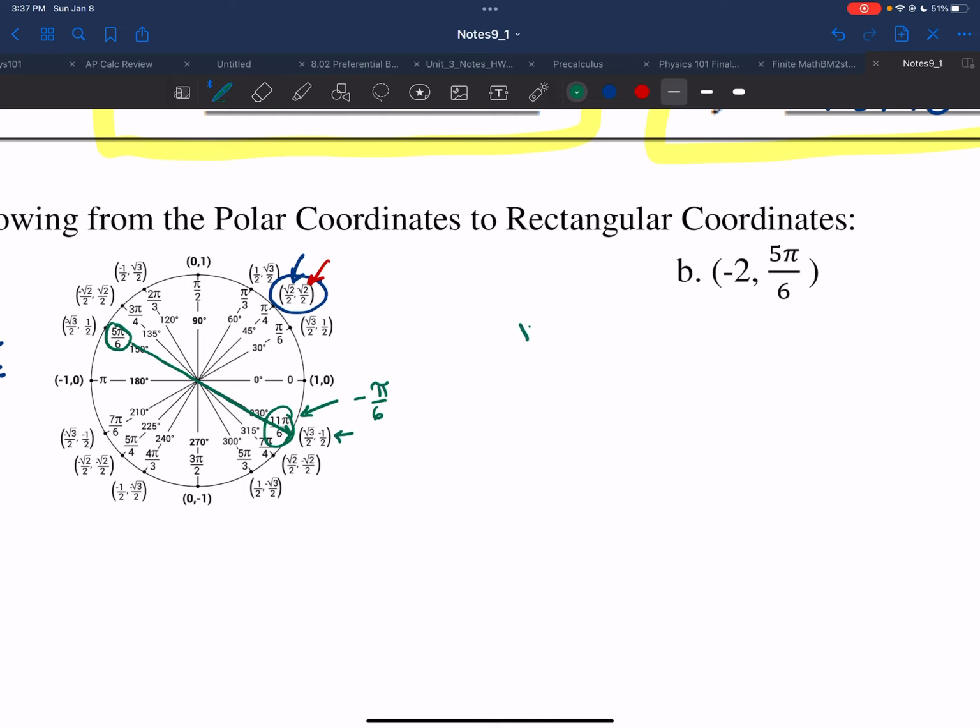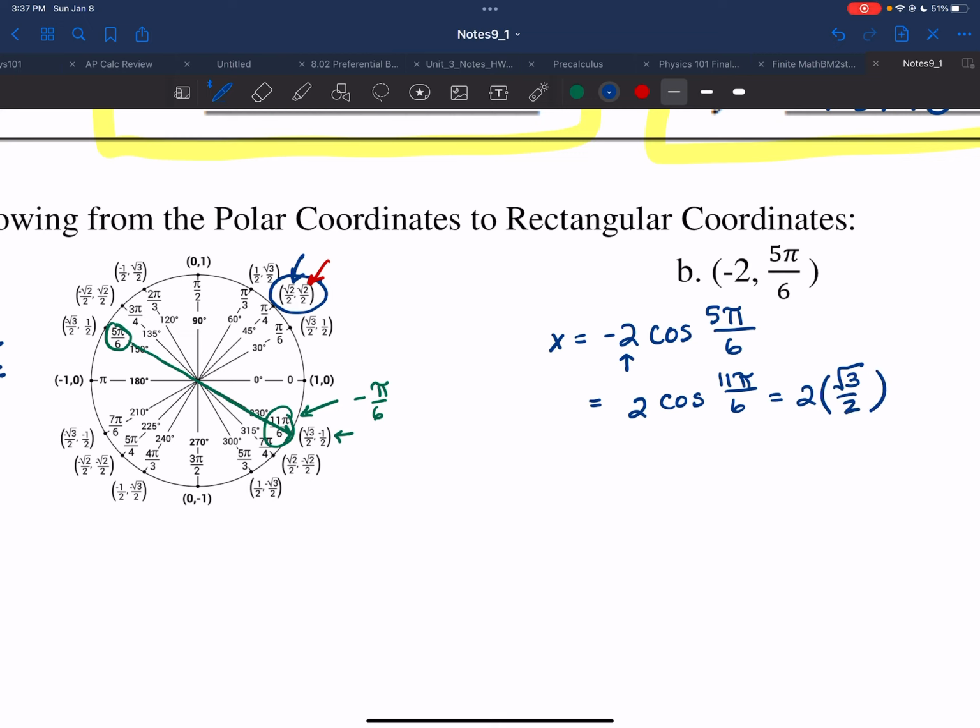So my x, I'm going to put it back in the blue here. My x value is going to equal negative 2 times the cosine of 5 pi over 6. Now remember, we said we're going to move it this way. Because we're moving it that way, that negative turns to a positive. So it's 2 times the cosine of 11 pi over 6, which is the equivalent of 2 times the cosine, square root of 3 over 2.